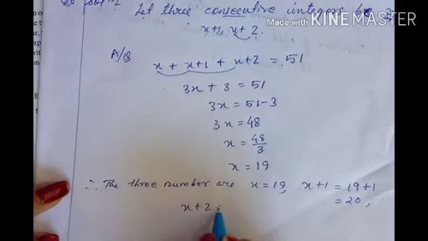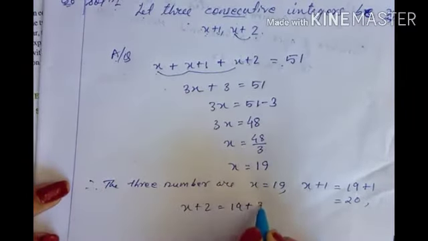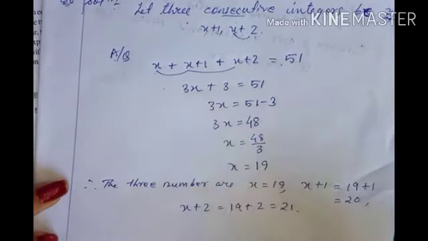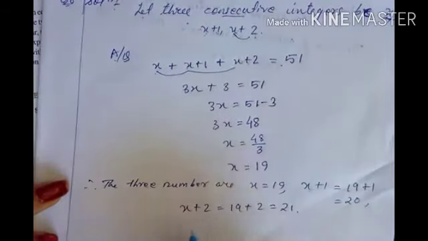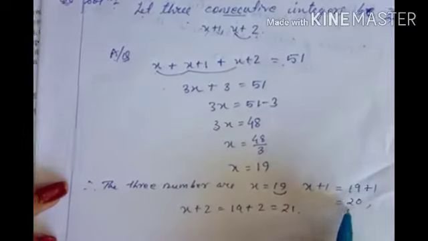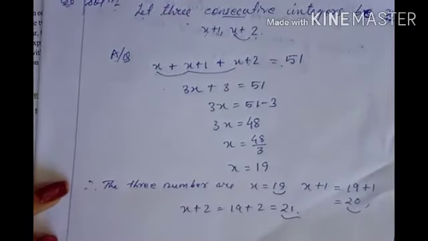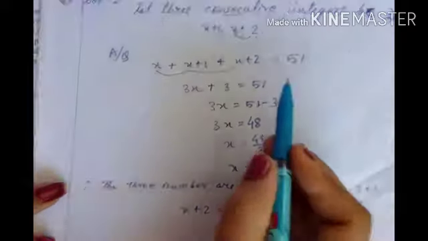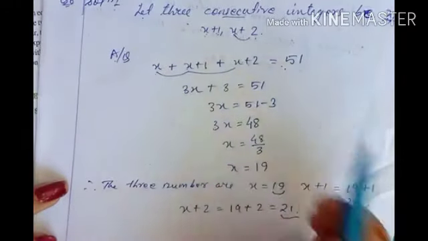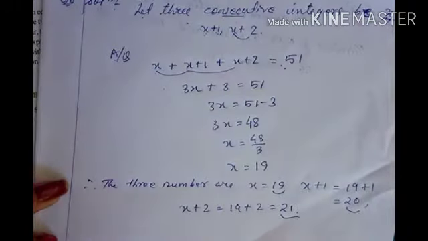X plus 2. That means 19 plus 2, how much will you get? 21. So what are the numbers? The numbers are 19, 20 and 21. These are three consecutive integers, and when you add them, how much will you get? 51.